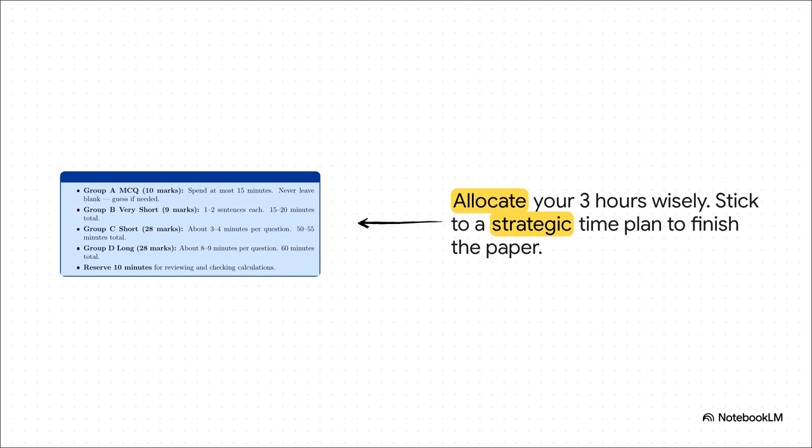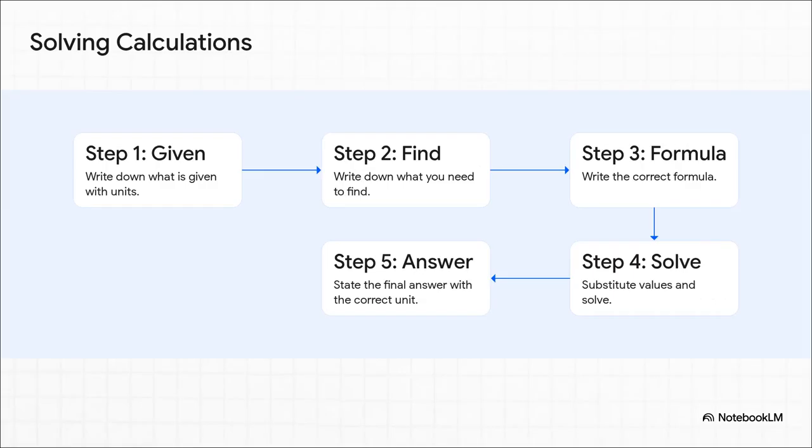Here's a solid breakdown. Spend about 15 minutes on the multiple choice, maybe 50 minutes or so on Group C, and give yourself a full hour for those super important Group D questions. And whatever you do, leave yourself 10 minutes at the end to check your work. That's non-negotiable.